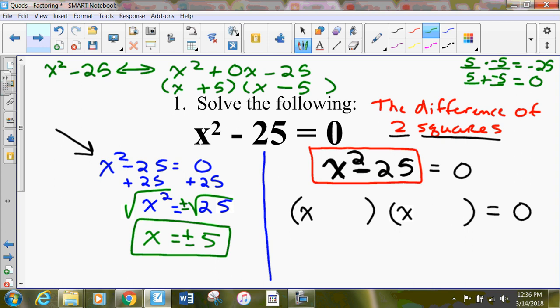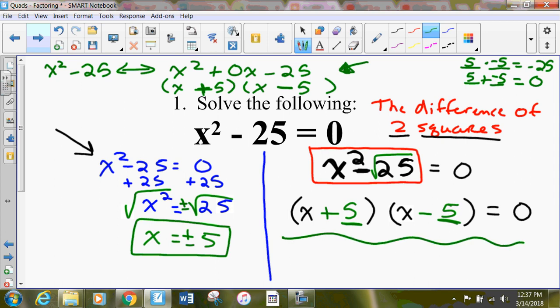Or you can just remember that we're always going to have a plus and a minus, and the second term that we put in each of our binomials is going to be whatever the square root of our number is. Square root of 25 is 5. So either way you want to remember it, this is how it makes sense to your brain, but we can also go straight to this method.